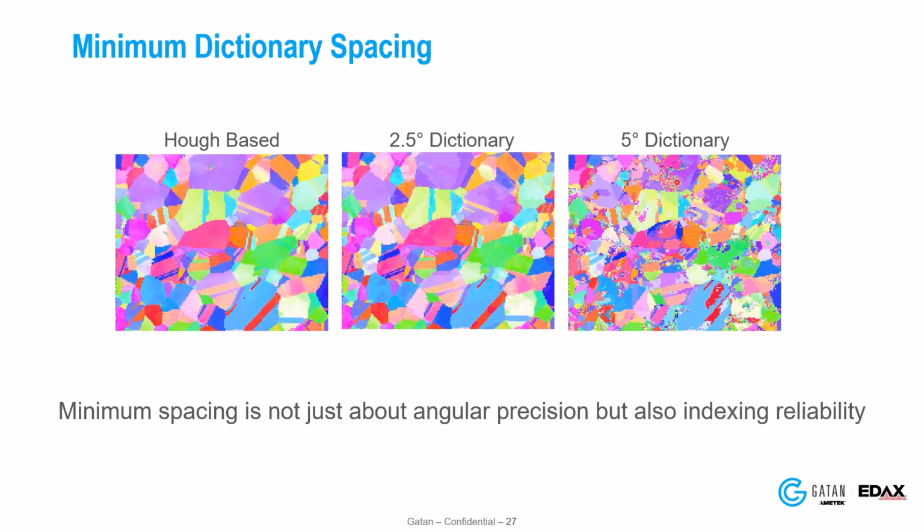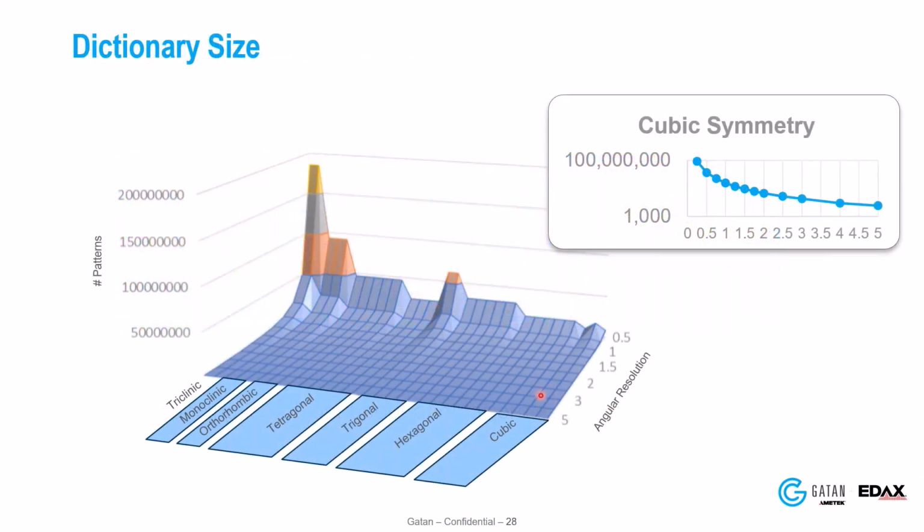You can see the matching misses more places than it does with a 2.5-degree dictionary relative to a Hough sort of ground truth data set. And you'll see this data set a lot. It's one we use to benchmark a lot of performances. So that's one thing when thinking about this dictionary, is choosing that precision. The other thing is thinking about what the size of the dictionary is going to be.